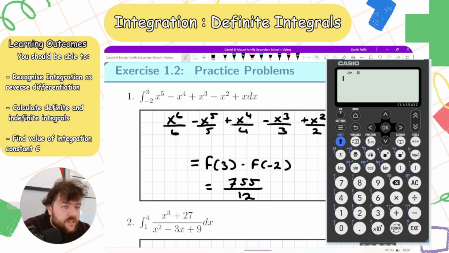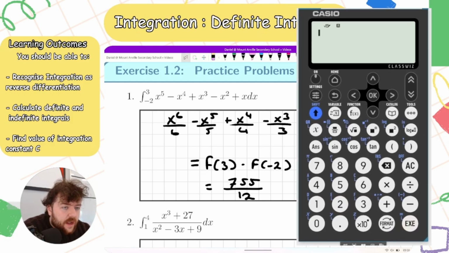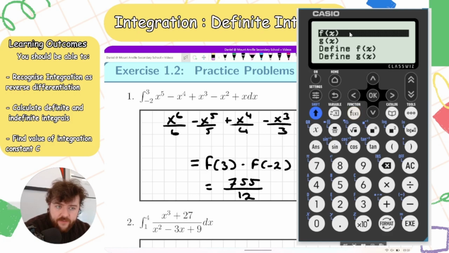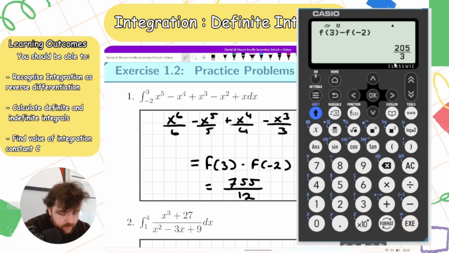And then what I can just do is, a bit bigger there, I can now just click function again, and I click this f of x button up here. And I can say, well, it's going to be f of 3, that's my upper bound, subtract f of minus 2, which is my lower bound. And then click equals, bada bing, bada boom, right?